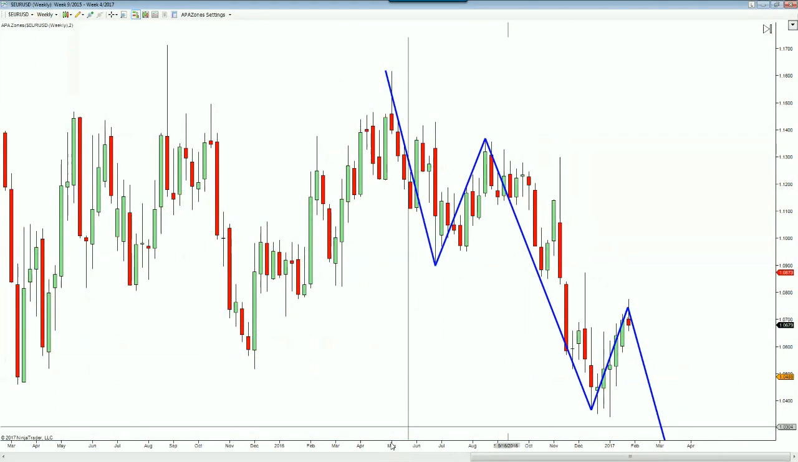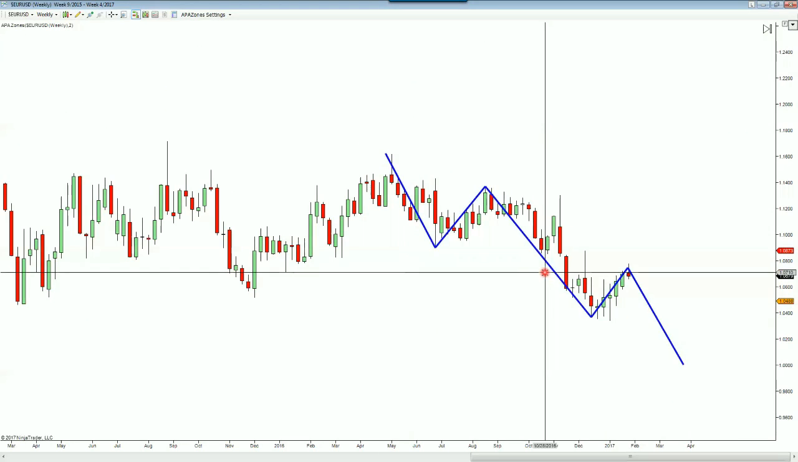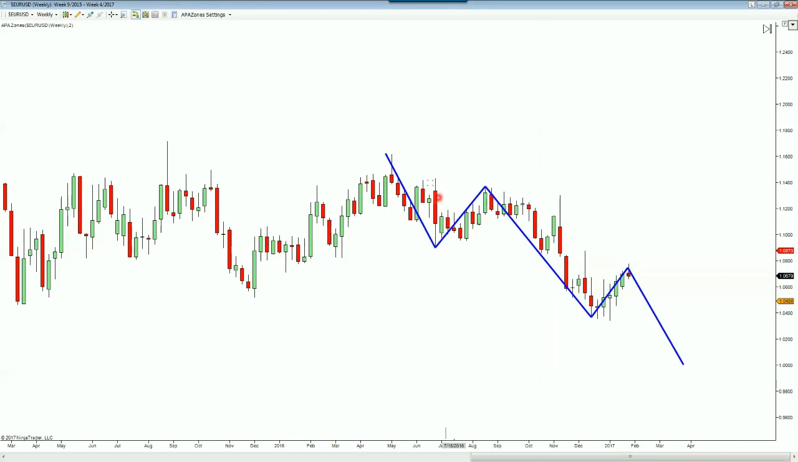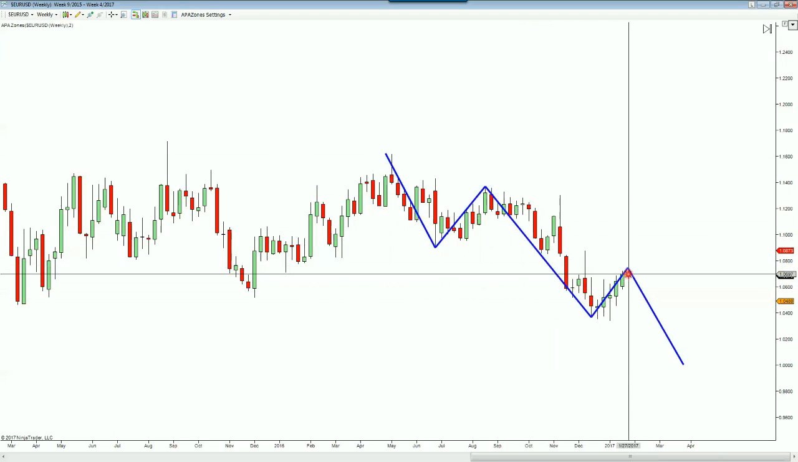Looking at the euro here on the weekly time frame, I just want to show you the amazing Elliott wave slash zone pattern prices have made over the past several weeks as the euro dollar has fallen to the downside. I believe that this is the top right here.